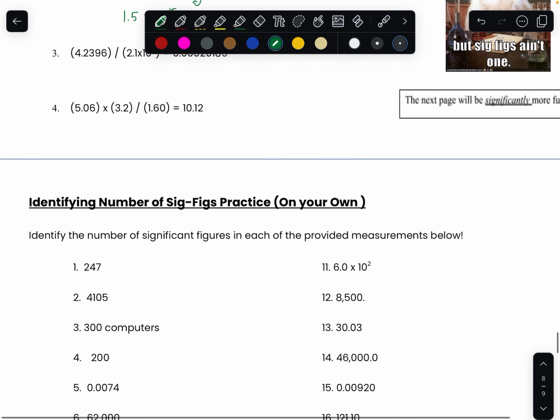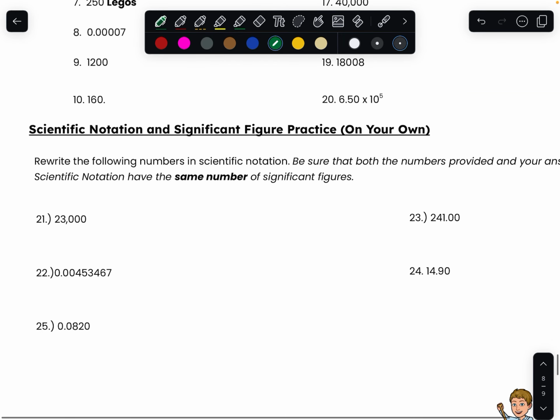It has a few more of those problems, some counting problems, and then here you are going to convert some numbers into scientific notation like we did in the previous lessons, except the only sort of hiccup is now we're going to report them to the same number of sig figs. So for example, I'll do one of these with you.